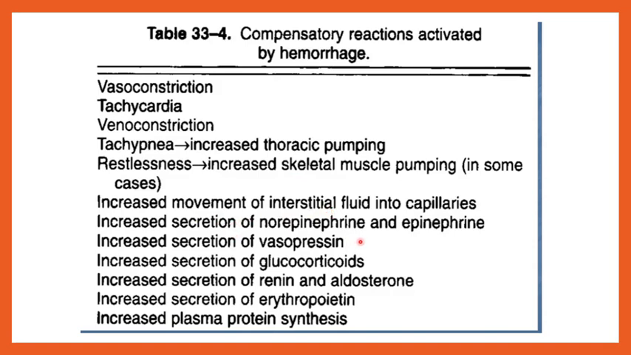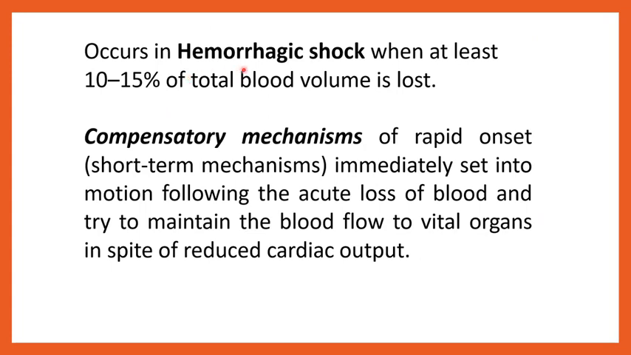increased secretion of norepinephrine and epinephrine, increased secretion of vasopressin, increased secretion of glucocorticoids, increased secretion of renin and aldosterone leading to activation of the renin-angiotensin system, and increased secretion of erythropoietin and increased plasma protein synthesis. So you have to remember this list of compensatory mechanisms and you need to explain each one, every one in a single line. So these compensatory mechanisms occur in hemorrhagic shock when there is 10 to 15% of blood volume loss.